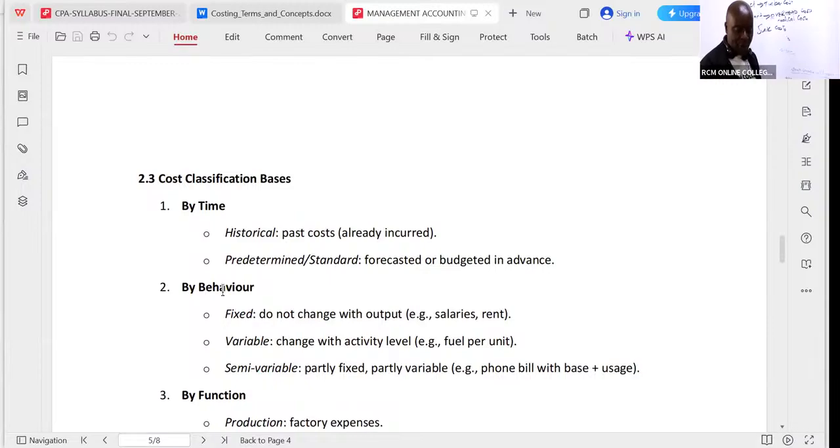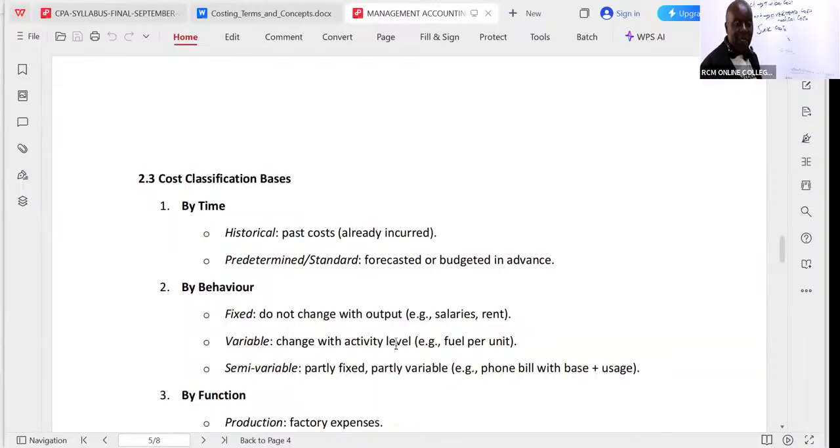Ladies and gentlemen, we have classification by behavior. Under behavioral classification, we have fixed costs, which behave in a funny way. These fixed costs do not change with output. They remain the same. They're also called periodical. Like we normally get our salaries on a monthly basis, e.g. salaries, rent.